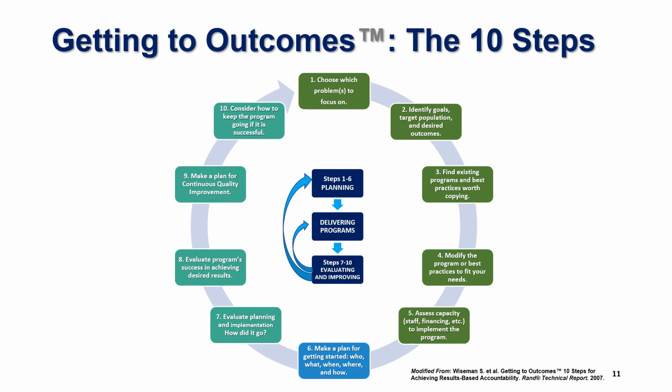Step 6, make a plan for implementing the program. Step 7, think ahead about how you will know whether the program has been implemented successfully. Step 8, think ahead about how you will measure whether the program meets its goals, reaches its target audience, and achieves its desired outcomes. Step 9, make a plan for continuous quality improvement of the program. And Step 10, consider what will be needed to keep the program going if it is successful.